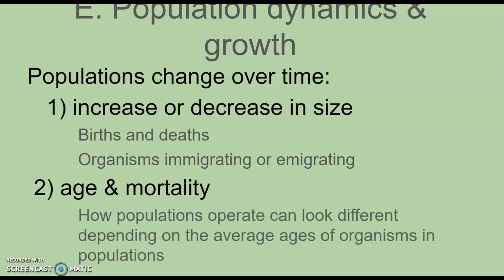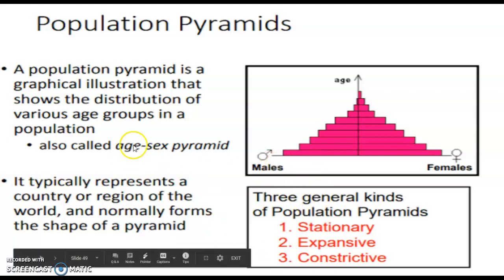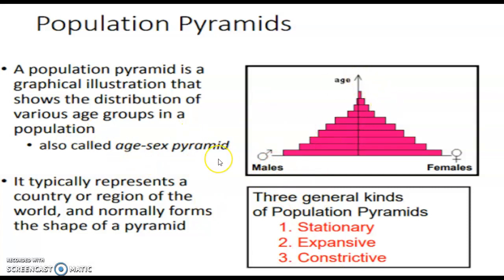So how populations operate can look different depending on the average ages of organisms in the population. If the majority of my population is really young, it's going to affect it in a certain way. If the majority is really old, it's going to affect it in a different type of way. So one thing that ecologists use to study this is population pyramids. This is a graph that shows the distribution of various age groups. Because they're really comparing the age and the sex of people, they are also called age-sex pyramids.